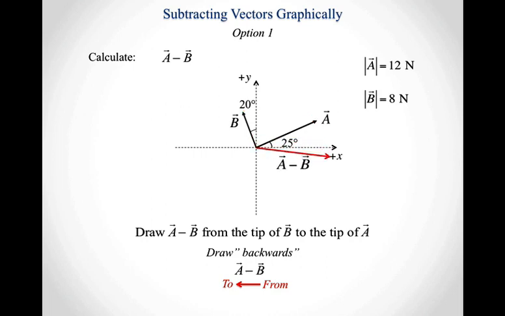Now, if I really want to think about a minus b as a vector, well, it's probably useful to move it to the origin. So now I can think about whether its components are positive or negative as well.